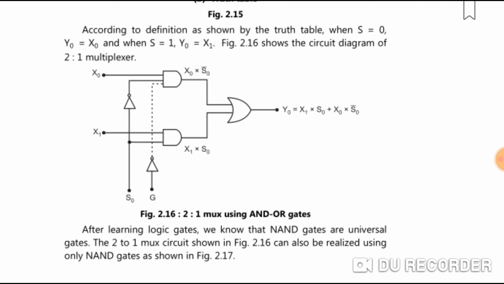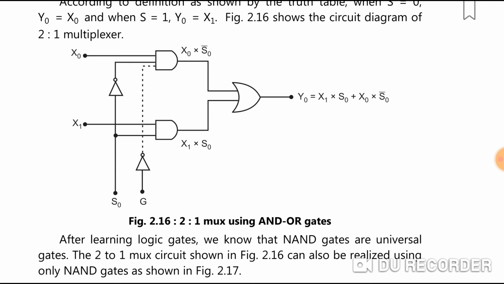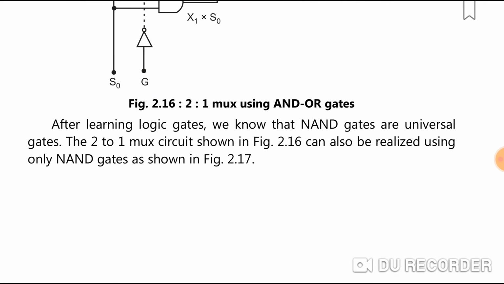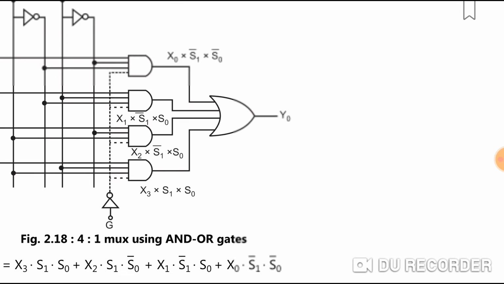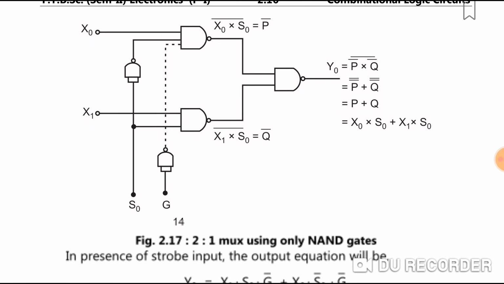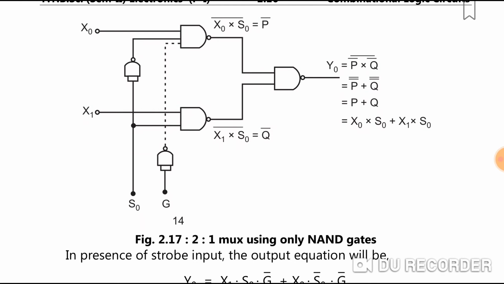The circuit diagram of 2 by 1 multiplexer looks like this. So there are 2 AND gates, 1 OR gate and 1 NOT gate. Okay. So this is 2 by 1 mux using AND and OR gates. After learning logic gates, we know that NAND gates are universal gates. The 2 by 1 mux circuit shown can also be realized using only NAND gates. So using NAND gates, you can draw this circuit.